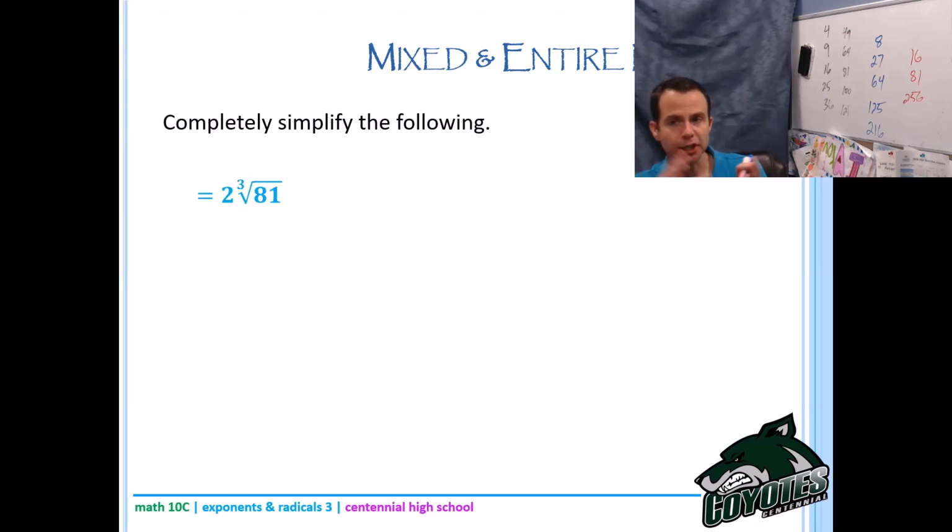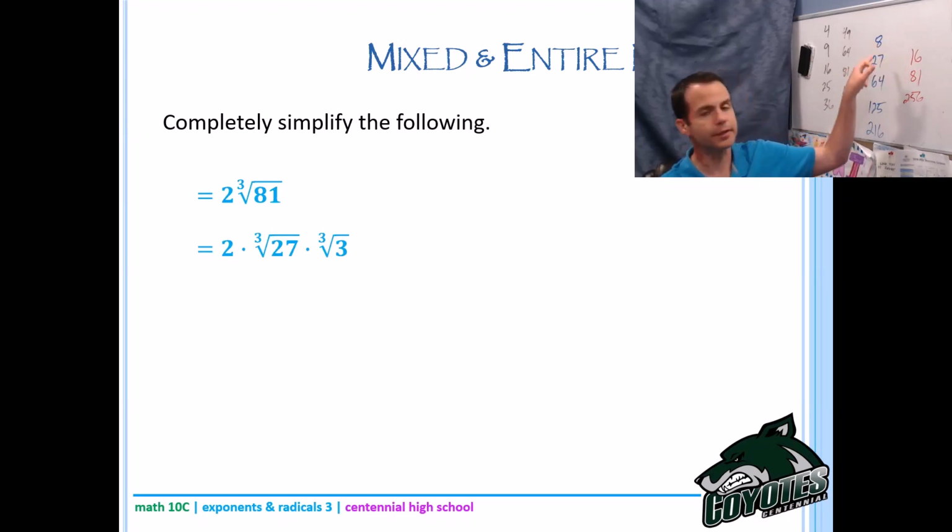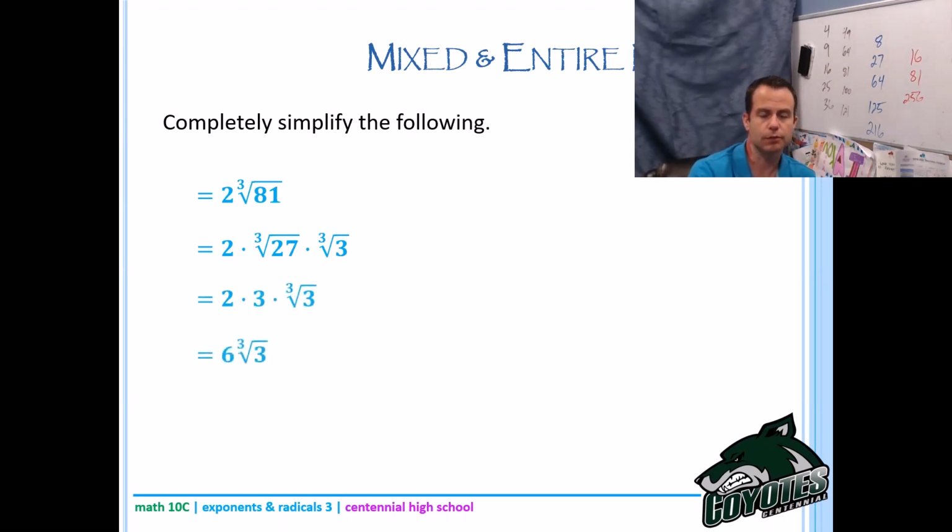Again, the game changed here only because I'm looking at this list now instead of this list. I'm looking at my perfect cubes. The 2 that's in the front is still just along for the ride. He'll get multiplied by whatever else comes out. So I'm looking for a perfect cube factor of 81 off this list. That's 27. 27 times 3 is 81. And if you don't know that, you're just using your calculator and trying, right? You're going 81 divided by 8, 81 divided by 27, 81 divided by 64 until something works for you. I know the cubed root of 27 is 3. So I have 2 times 3 on the outside, which is 6. So final answer will be 6 cubed root 3.